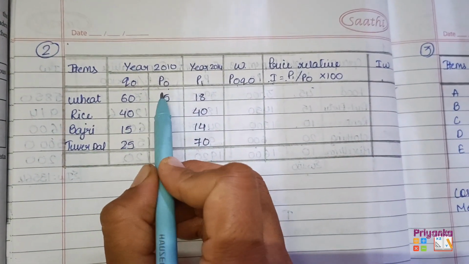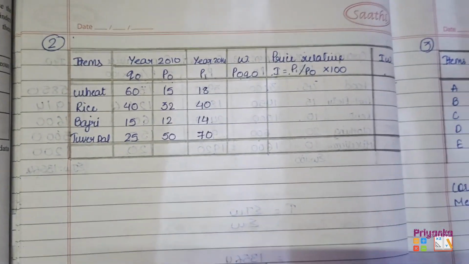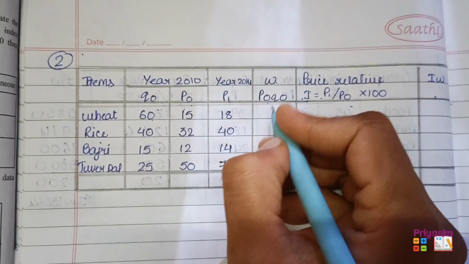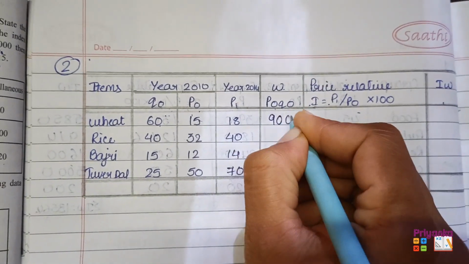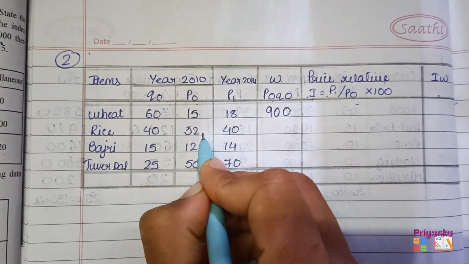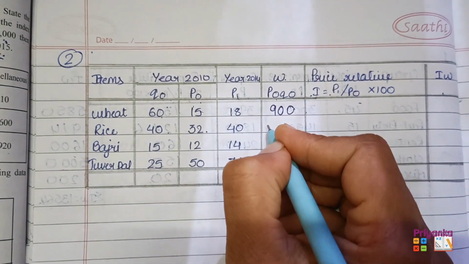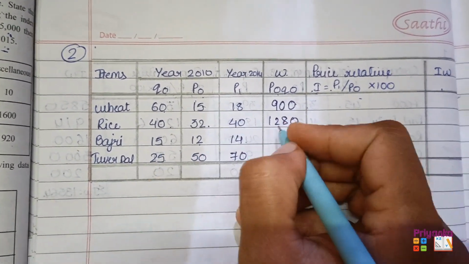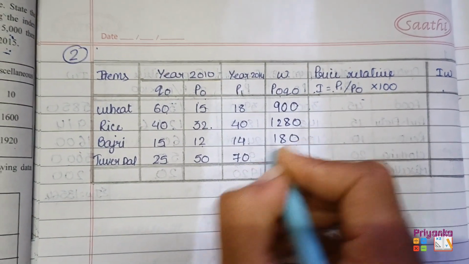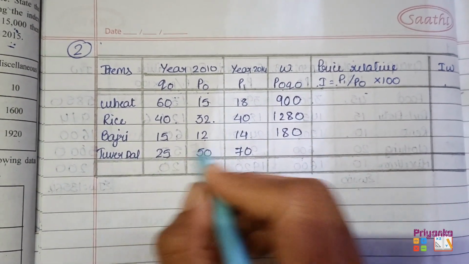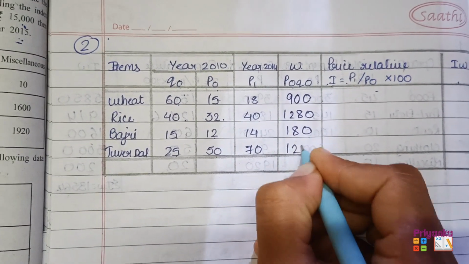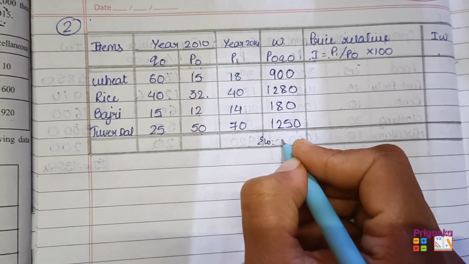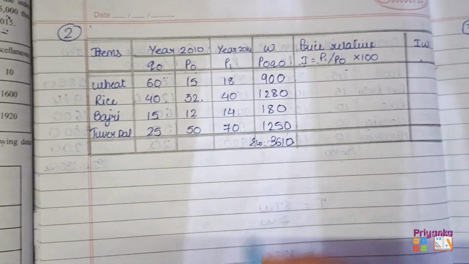First we'll multiply P0 with Q0, that is 60 multiplied by 15. Here we get 900. Next, 40 multiplied by 32, 1280. 12 into 15, 180. 50 into 25, that is 1250. Get the total as we need in the formula, that is 3610.